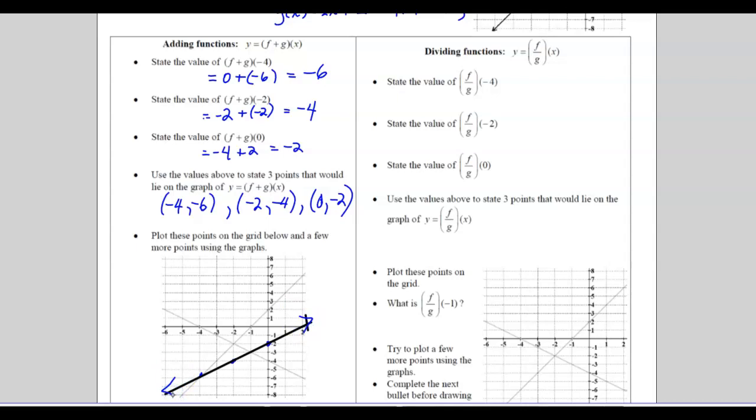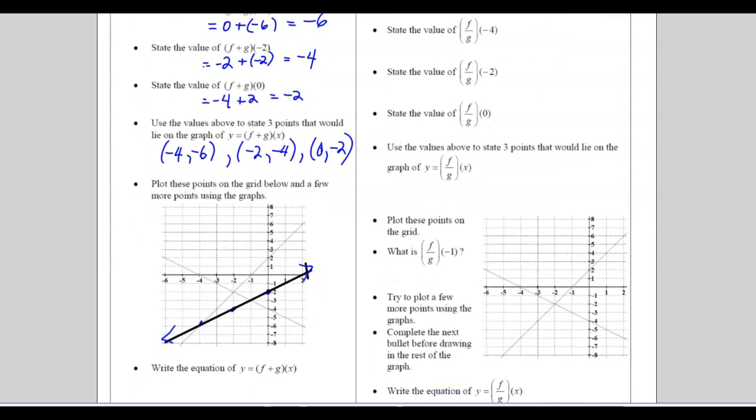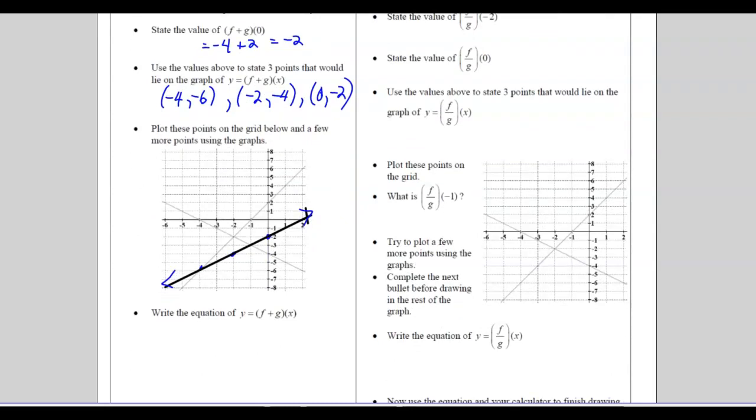Okay. So take a look. What's the equation of that line? Okay, well, it's got a y-intercept of 2. And what's the slope? Up 2 to the right 2, so it's actually a slope of 1. So x, so it's got a y-intercept of -2.